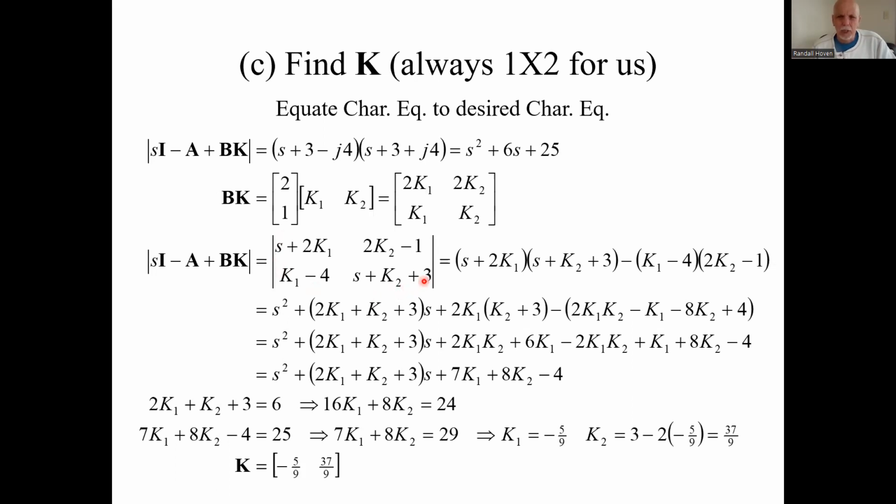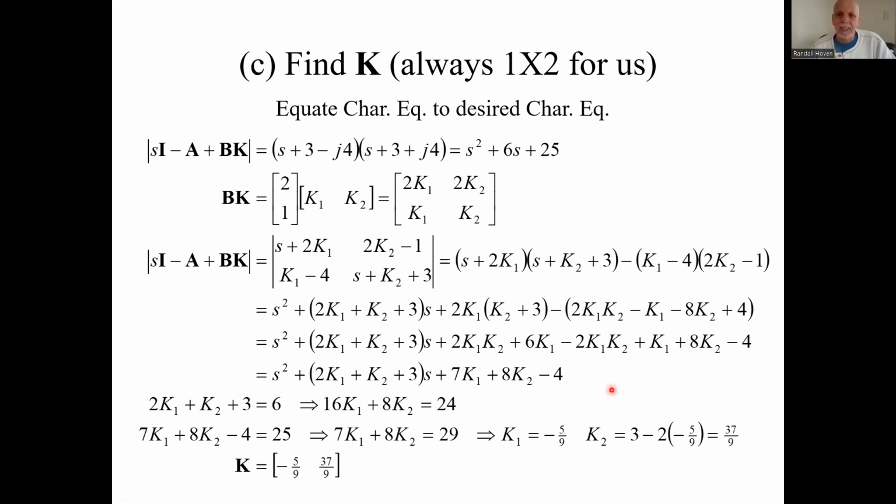We need to take that determinant. It's the product of these main diagonal guys minus the product of these off diagonal guys, which gives you that. Do some algebraic simplification, and you get this. Now all you do is equate powers of s. So we want this parenthetical term here to equal 6, and all this part back here, which is all a constant, to equal 25. That gives us 2 equations, 2 unknowns. Solve them, and that's our answer.